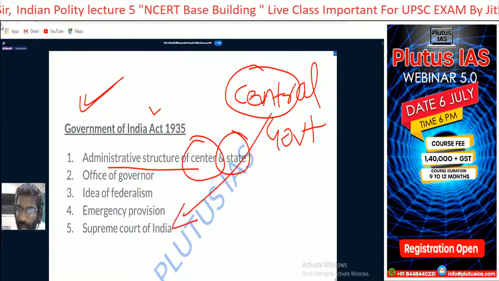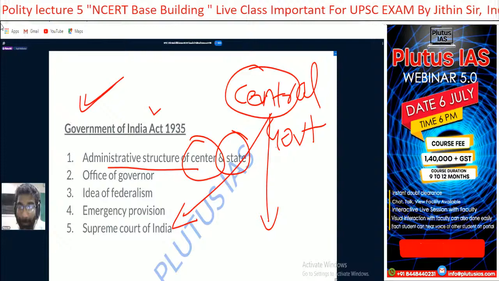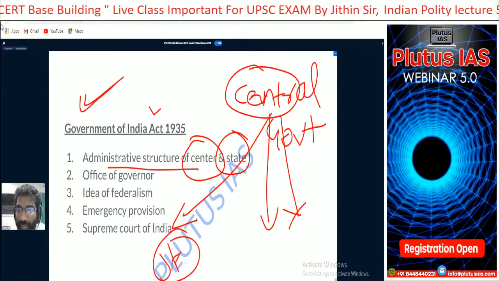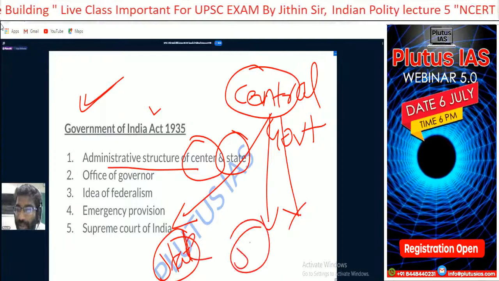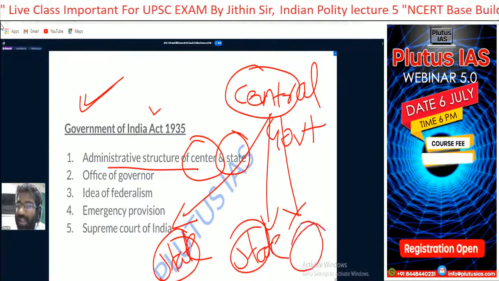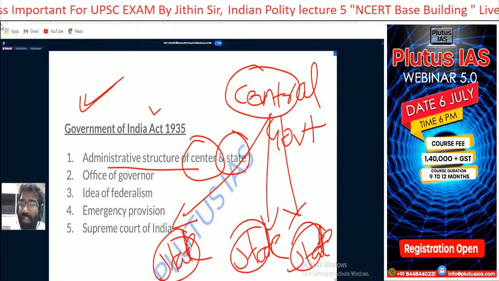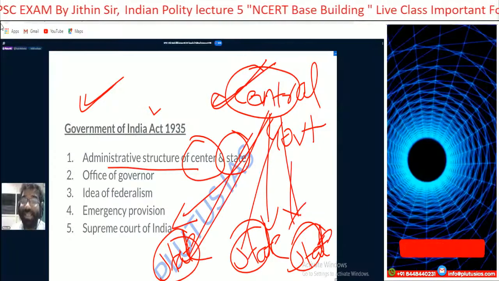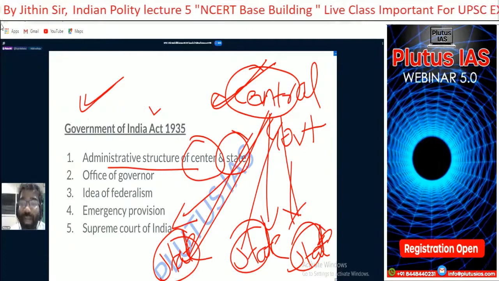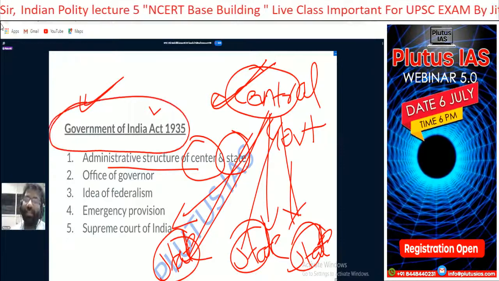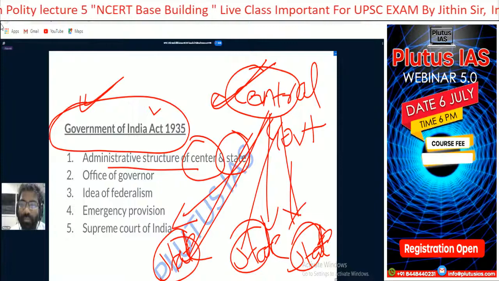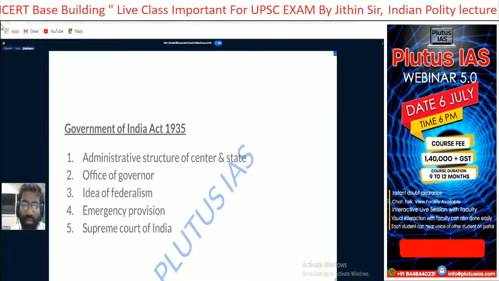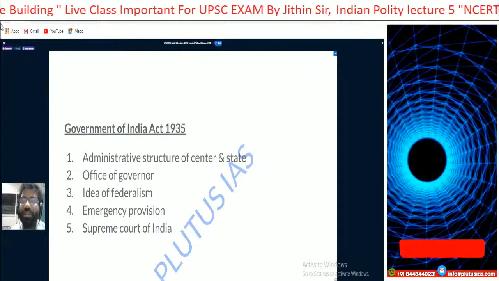Under this central government, there are various state governments. This structure, that there will be a very powerful center government and under that there will be state governments, was taken from where? Government of India Act 1935. Clear or not? Yes, sir. Arya, no, sir. Harsh, no, did not understand.